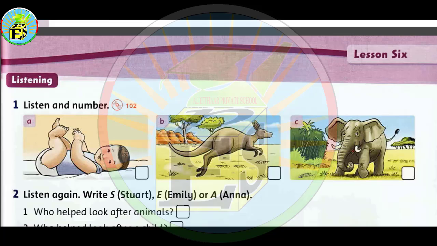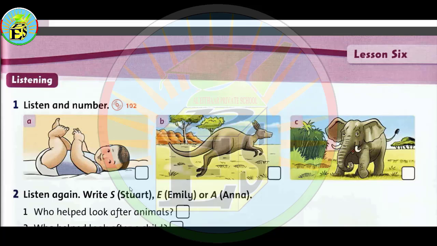So now let's try to check the answers to this task. Number 1 is given for picture B. So here where you have the kangaroo, you have to write number 1. So please write number 1 here inside this box. And the person who talked about this picture is Stuart.